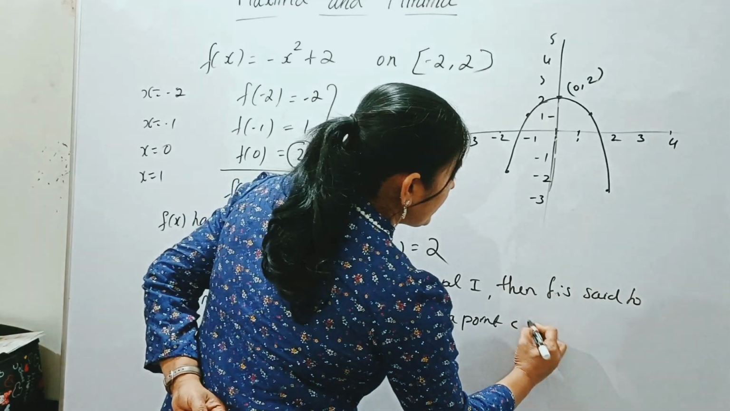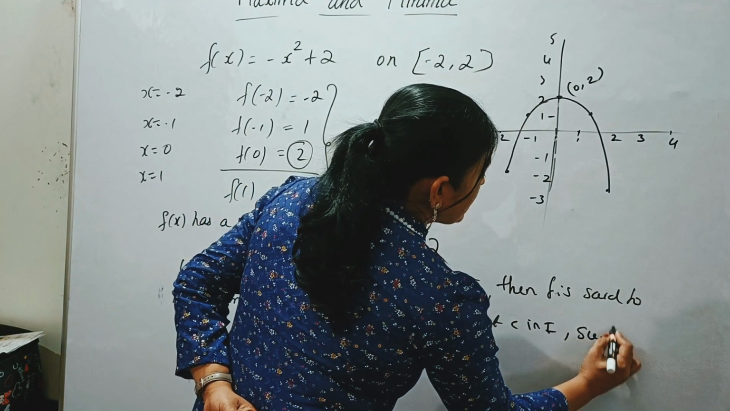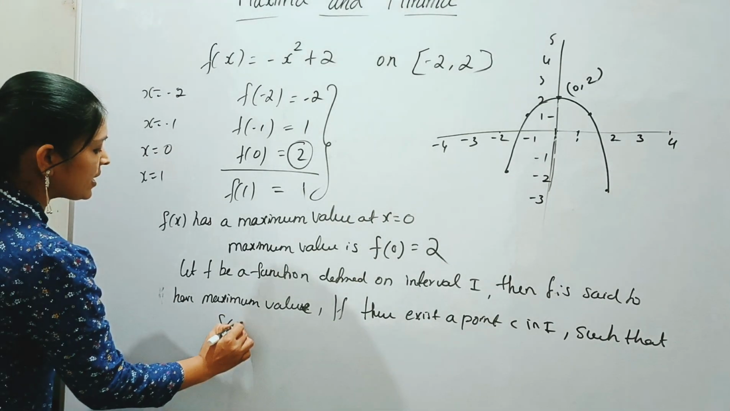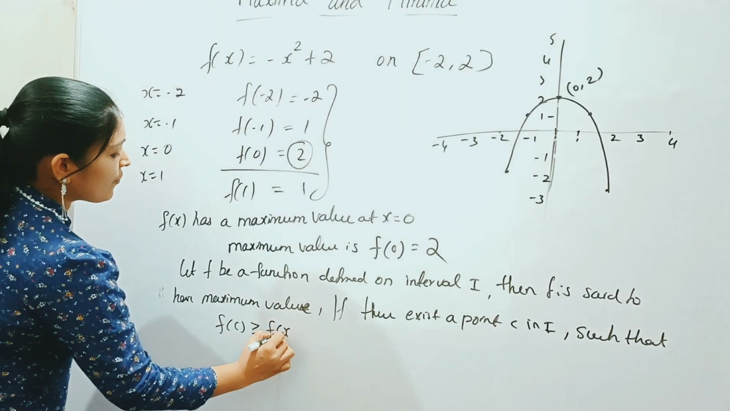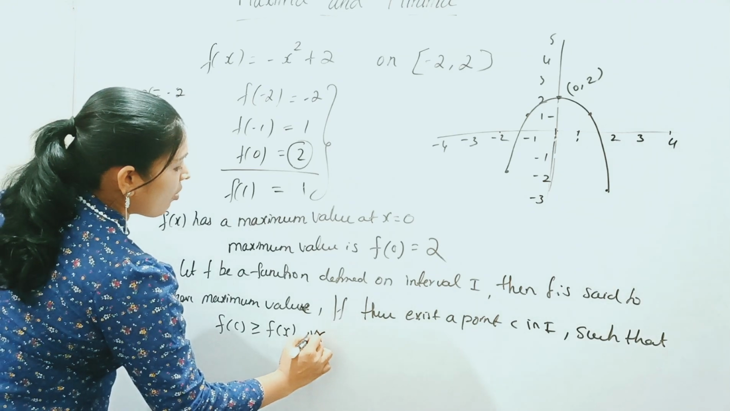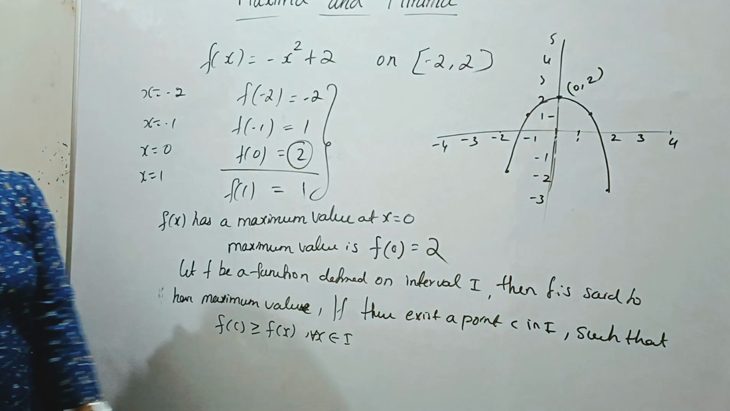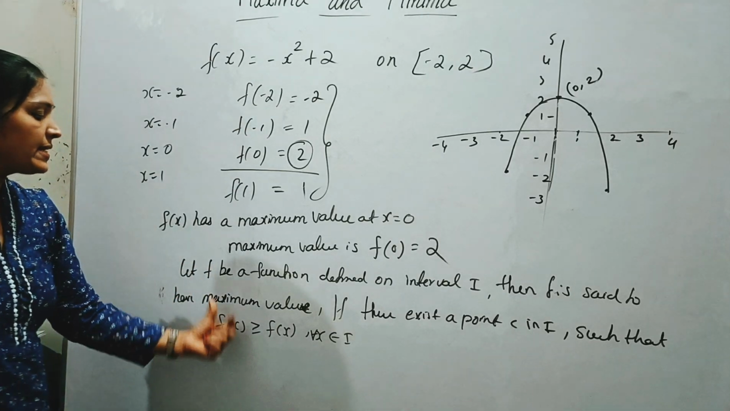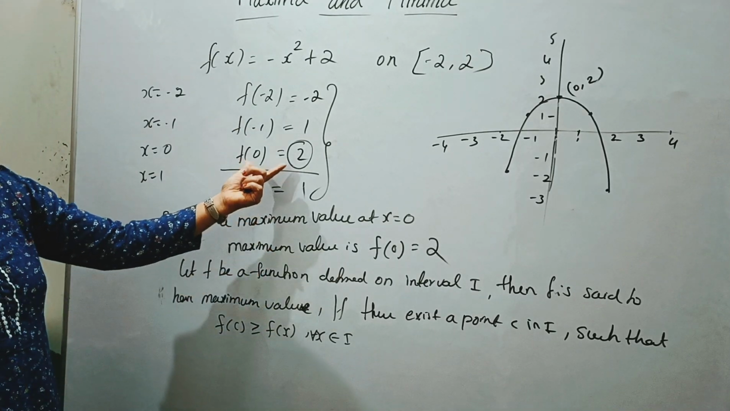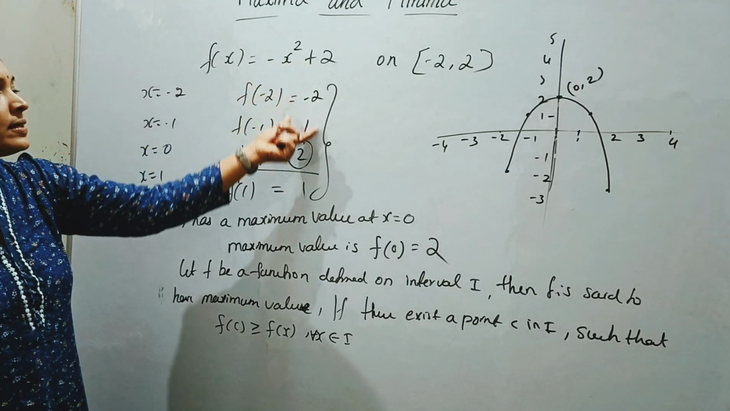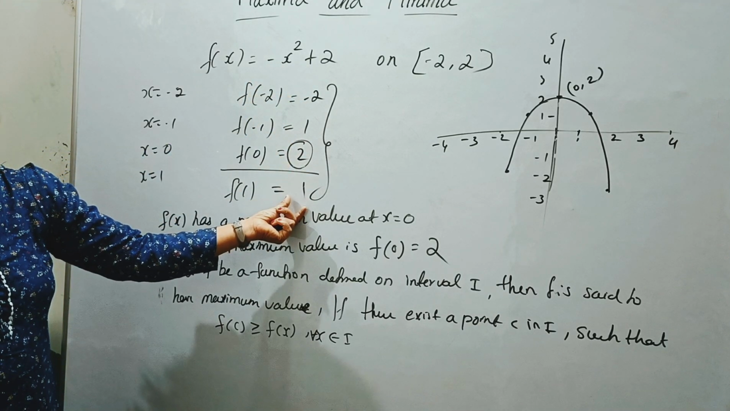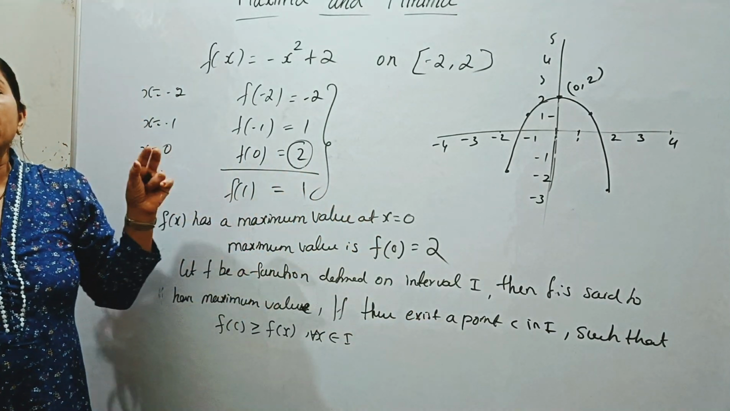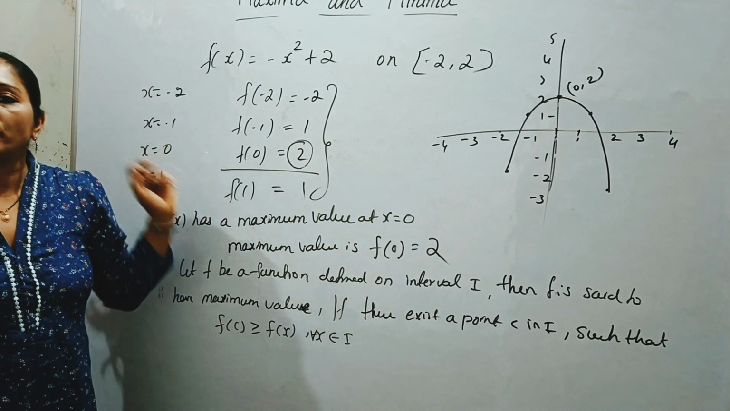So C in I such that f of C is greater than or equal to f of x for all x belongs to I. Compare with the example: here f of C is greater than or equal to f of x. See here, this 2 is greater than all other values of the function, right? So then we say this C is the maximum point, that is, the maximum value of the function.